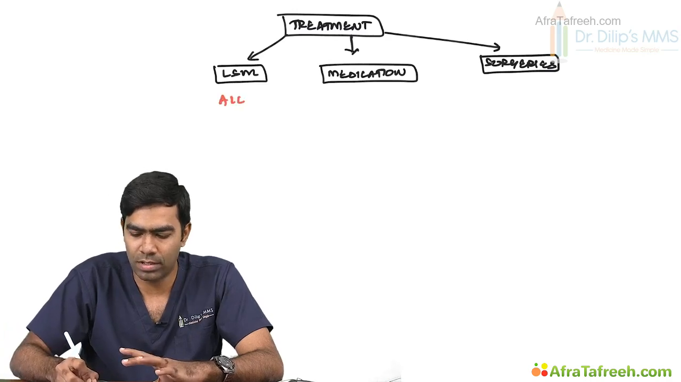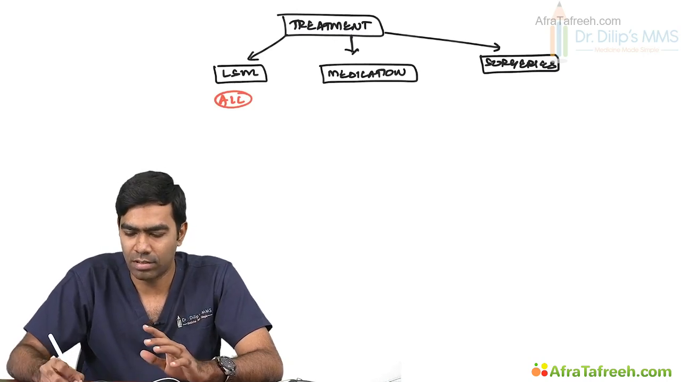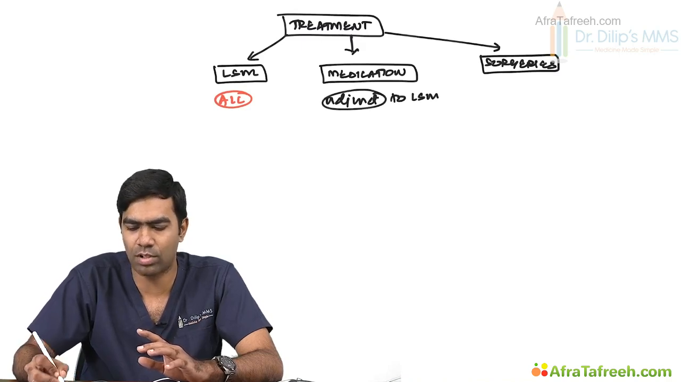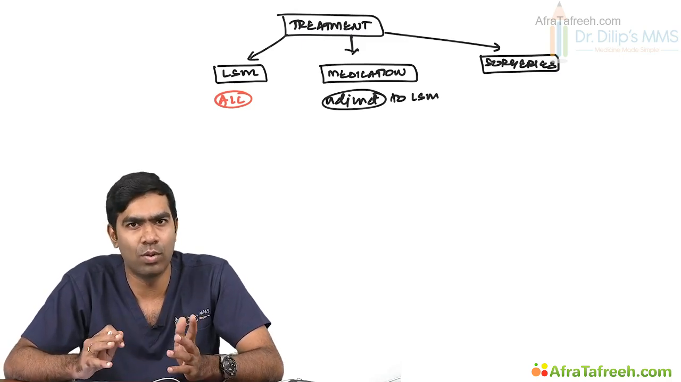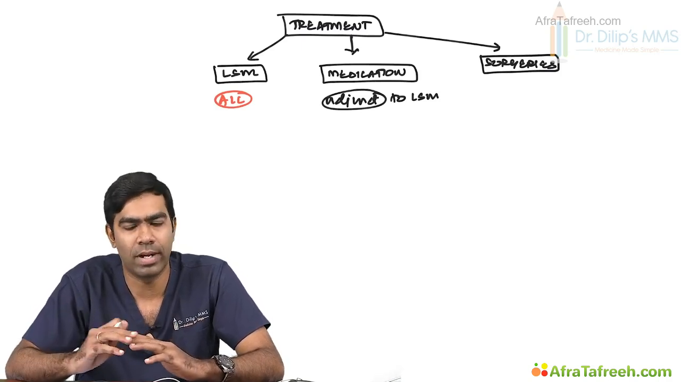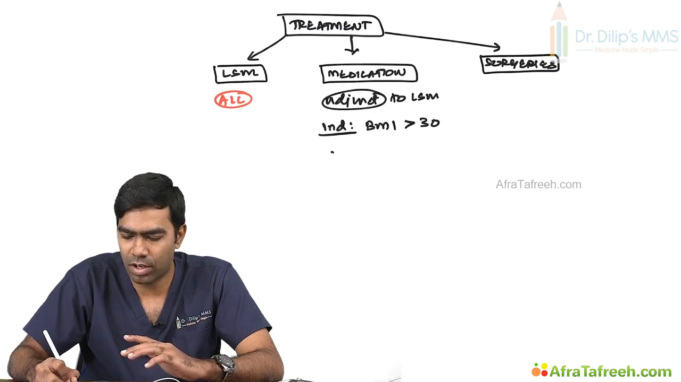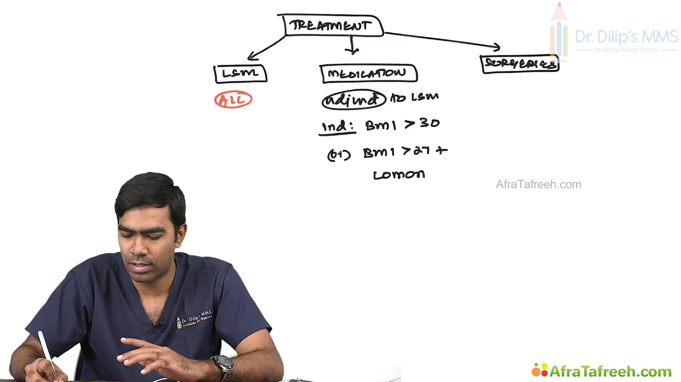So all patients will be receiving lifestyle modifications without a doubt. And medications, please understand it's only adjunct to lifestyle modification, which means it's not a standard therapy for all the patients, which means if the patient is not able to lose weight despite adhering to lifestyle modifications, then only you're going to use the medications. What are the indications? If the BMI is more than 30 or if the BMI is more than 27 with significant obesity-related comorbidities.